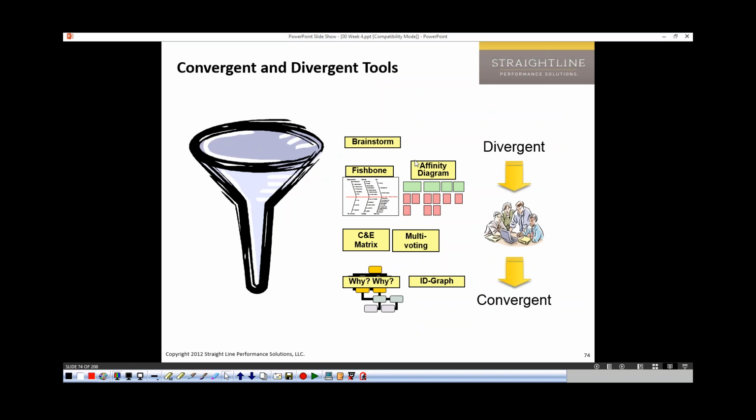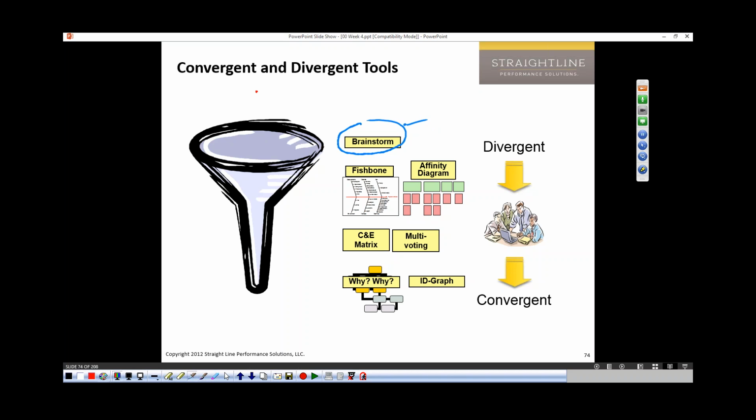Now, here are the tools that we're going to talk about. I like to talk about convergent and divergent tools. So divergent tools are things that get a group to think more broadly. There's lots of different divergent tools in here. We're going to talk about only two of them. The main divergent tool is brainstorming. Many of you have probably done this before. We'll try a specific type called structured brainstorming.